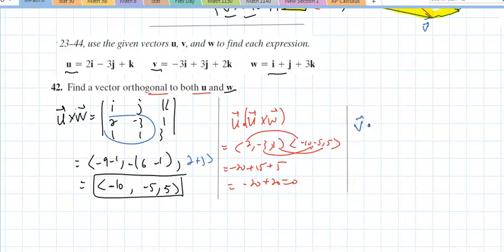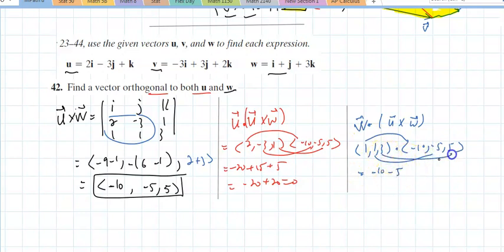Not only that, I'm going to also take W and dot it with U cross W. I'm sorry, I keep saying V, I'm stuck on the W. So W is 1, 1, 3. Dot it with negative 10, negative 5, 5. And that would be a negative 10 minus 5 plus 15. And that would be negative 15 plus 15, which is a 0. And that's guaranteed. You know, and why would I lie?